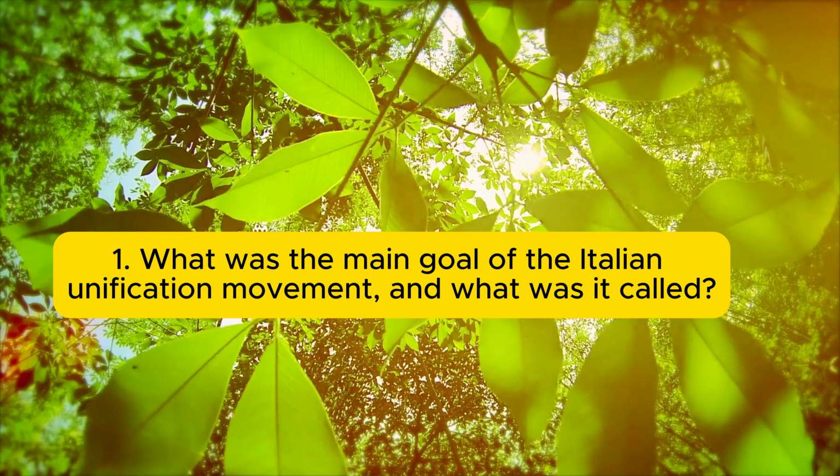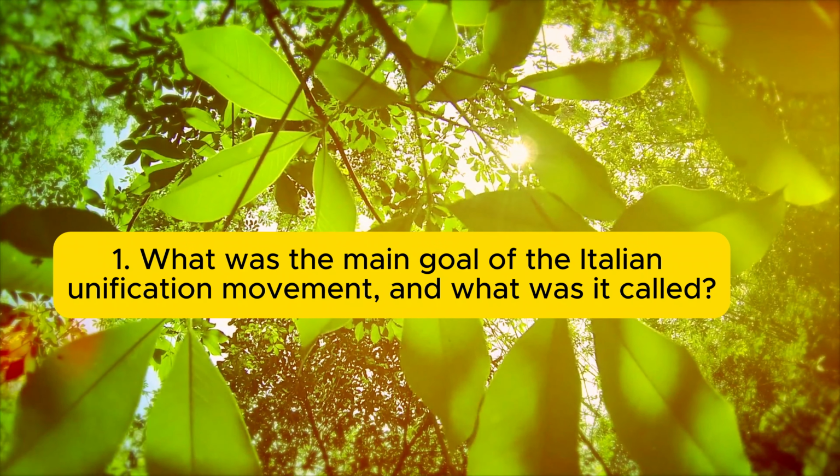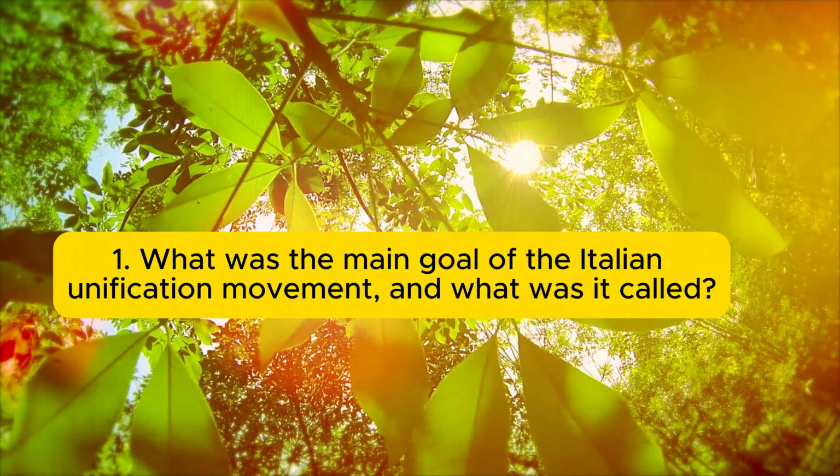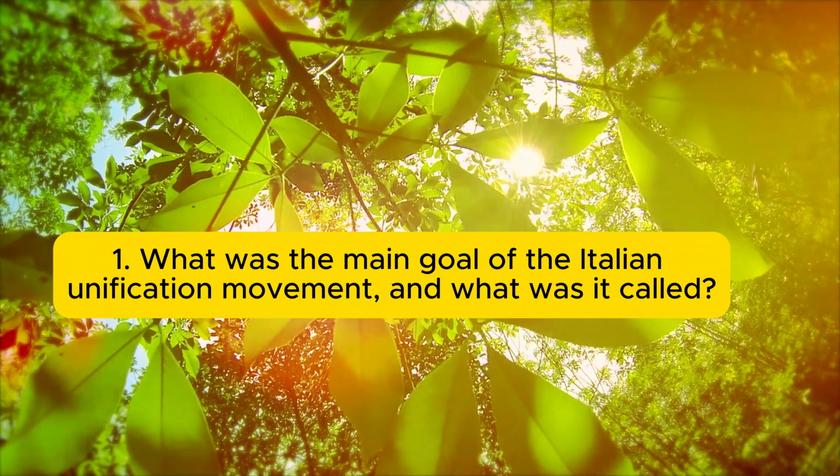Review questions. 1. What was the main goal of the Italian unification movement, and what was it called? Answer. The main goal of the Italian unification movement was to unite the many small states of the Italian peninsula into one nation. The movement was called the Risorgimento, which means rebirth.